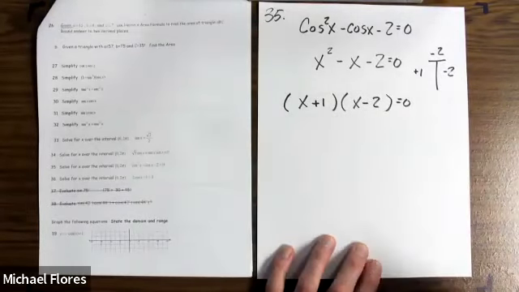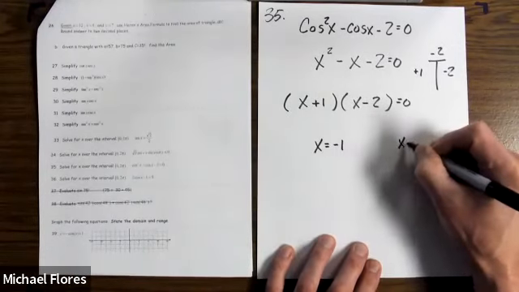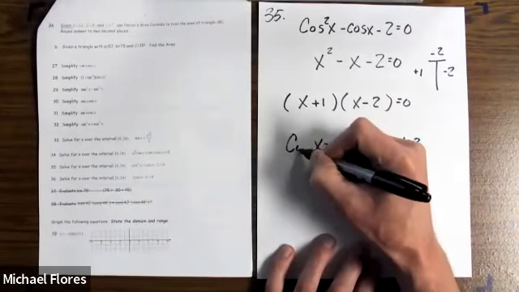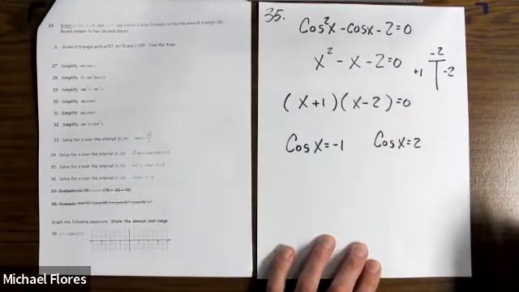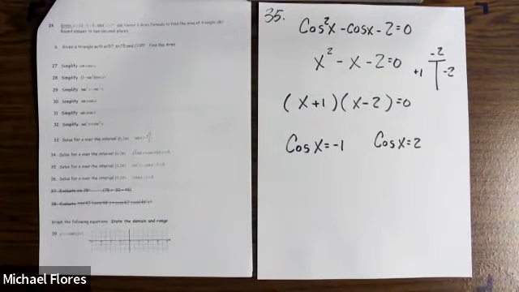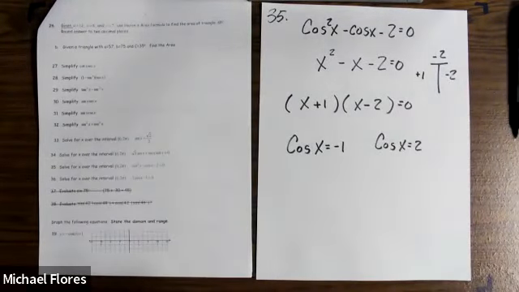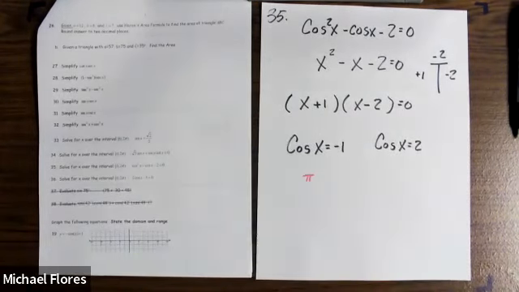If we were to set each of these factors equal to 0 and solve, we would get x equals -1, x equals +2. And now write your trig function in front of them, cosine of x. Cosine of x. So where in the unit circle do we have a cosine value of -1? Pi, there you go. Pi. And we don't have a cosine value of 2 in our unit circle, so don't worry about that one.